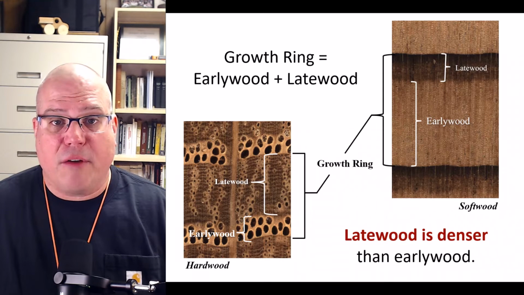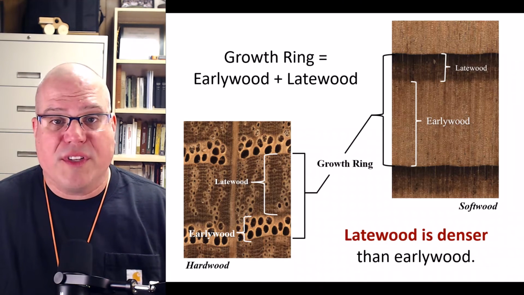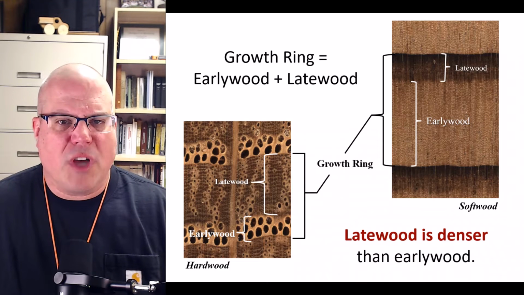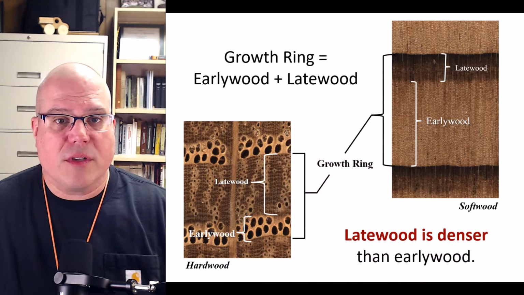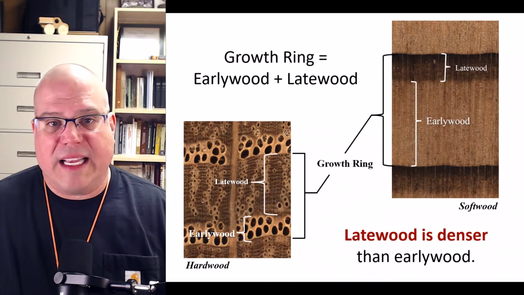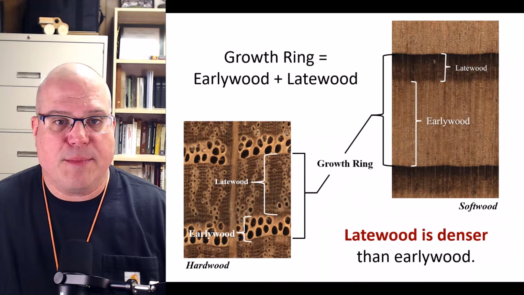In the picture on the left of red oak, a hardwood, you can see a difference in the size of the pores. The pores in the earlywood region are very large, while the pores in the latewood are much smaller. We'll talk more about hardwood pores in future videos. In the picture on the right of California redwood, a softwood, you can see the difference in color between the lighter earlywood and the darker latewood. The darkness of the latewood is caused by thicker cell walls in that region, but that too we can discuss in future videos. Because there is more wood and less empty space in the latewood region, latewood is typically denser than earlywood in many species.